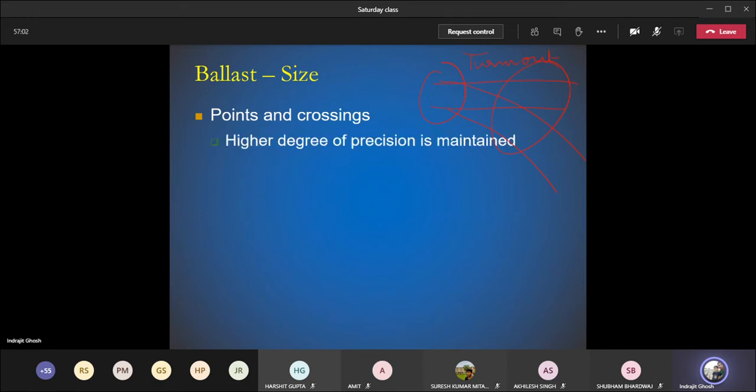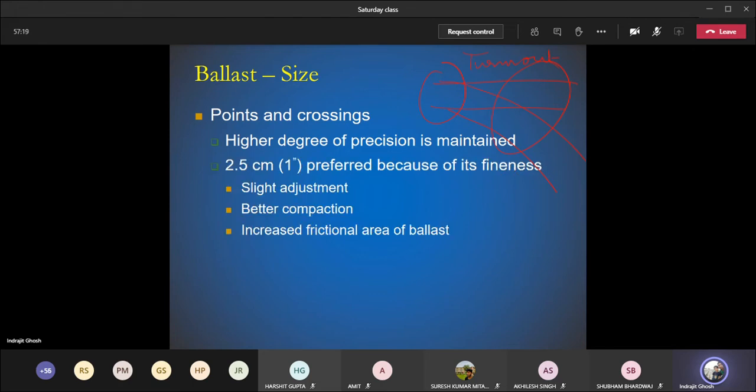So in case of ballast also, it has been observed that as these are the location where we have joints or junction of two rail sections, we need to make sure that they are being maintained properly, so higher degree of precision is maintained. So it has been observed that 2.5 centimeter, which is smaller than 4 centimeter or 5 centimeter, is preferred because of its finer materials. Why? There can be slight adjustment that can be made. It can be compacted in a better way because those are of smaller size, and at the same time, being smaller in nature, it increases the frictional area of the ballast.